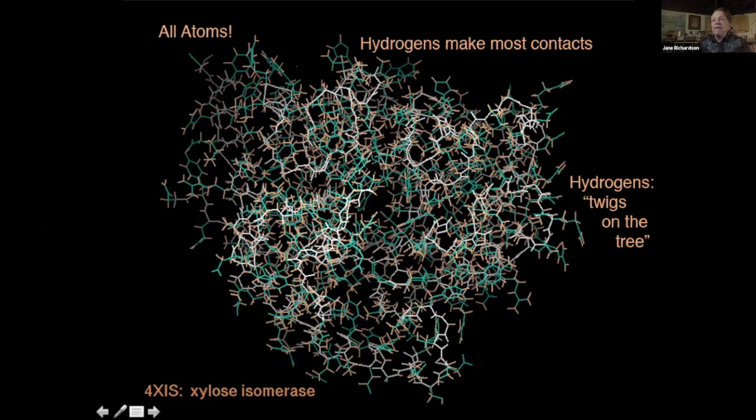But they are the twigs on the outside of everything. And so most contacts include a hydrogen on at least one side and often both sides. And that includes contacts inside of a molecule that help it fold up. And it includes contacts to ligands and contacts to other chains and nucleic acids and whatever else. If you're really going to look at specific contacts, you have to have the hydrogens or you're not getting the right answer.